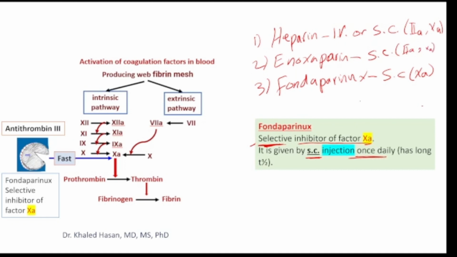So we have three medications already covered according to how these medications work. We are discussing the mechanism of action.